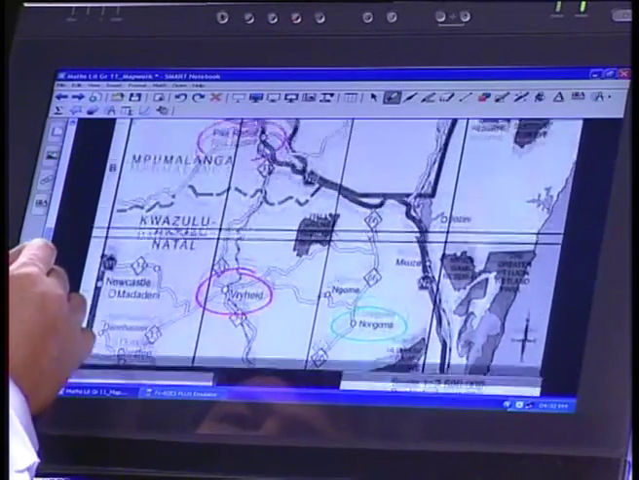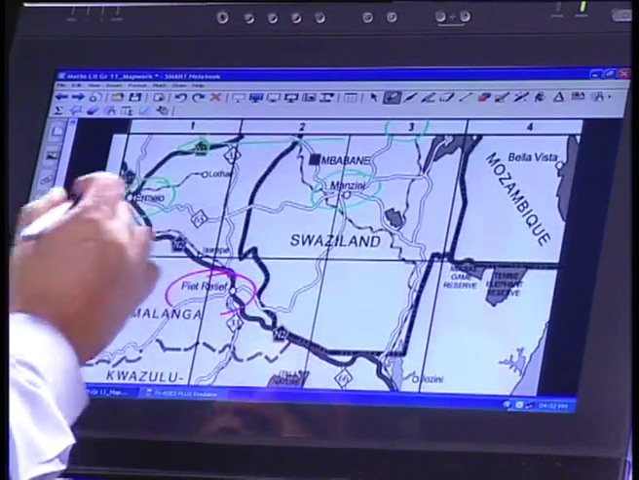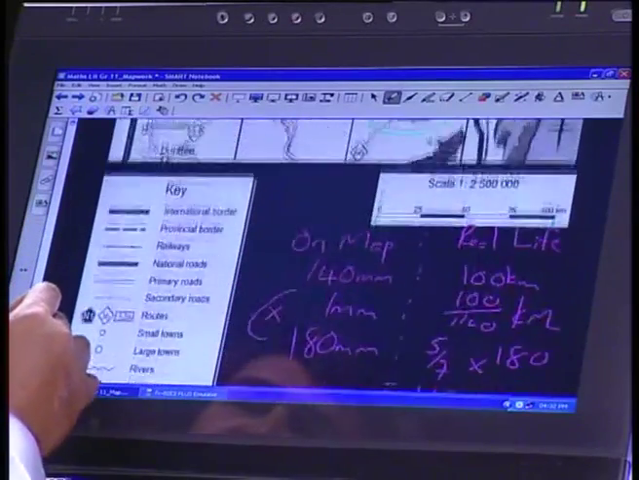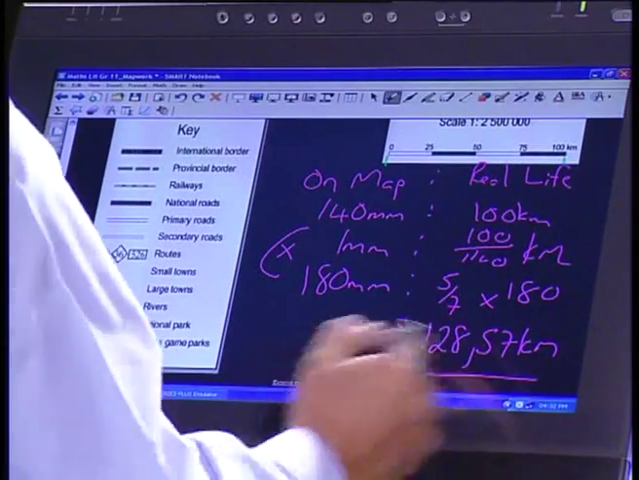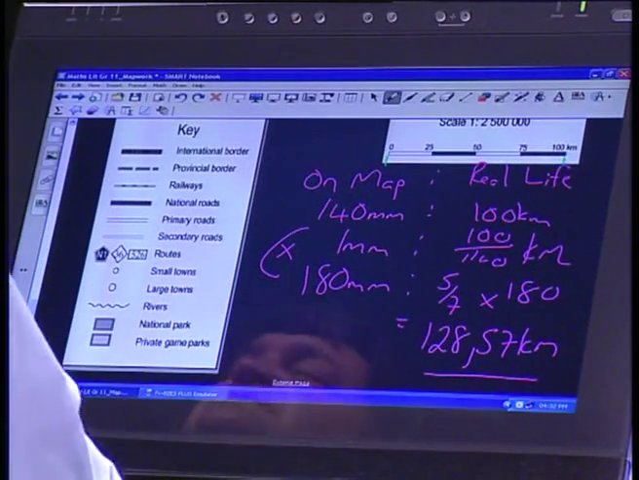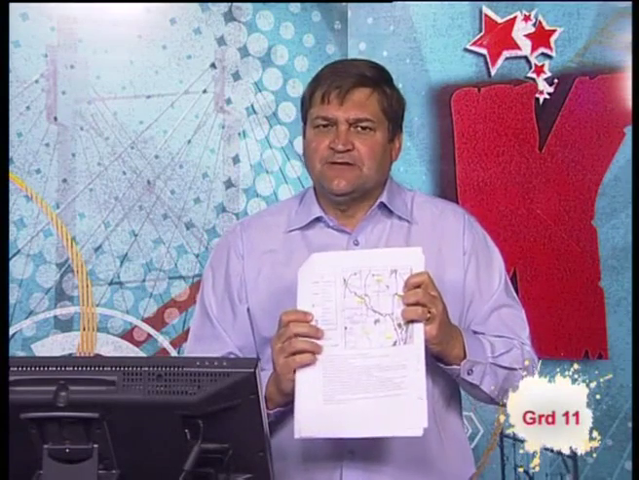Now, flying directly from here to here, we've calculated it to be 128.57 kilometers. Now, folks, the wonderful thing about this bar scale is this, that although you have a reduced map in front of you, it's a reduced map, but the bar scale is also reduced.